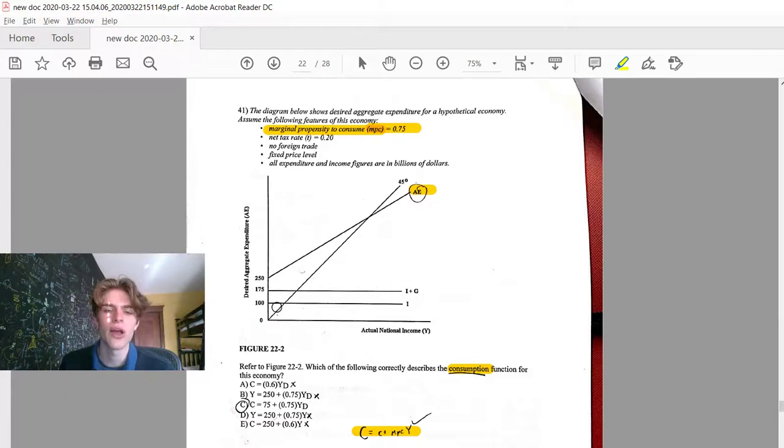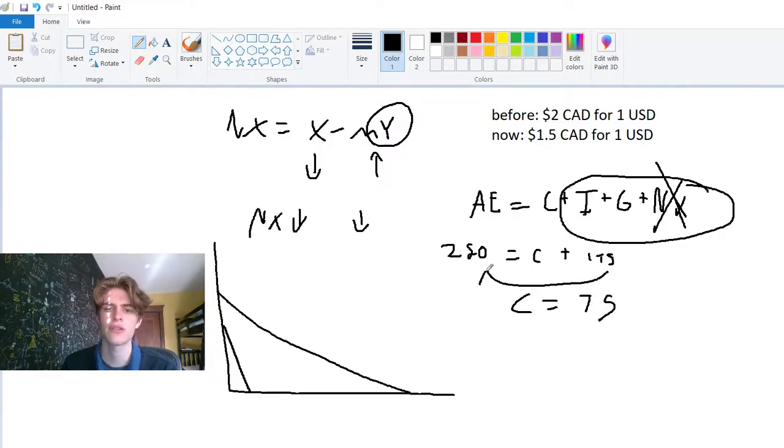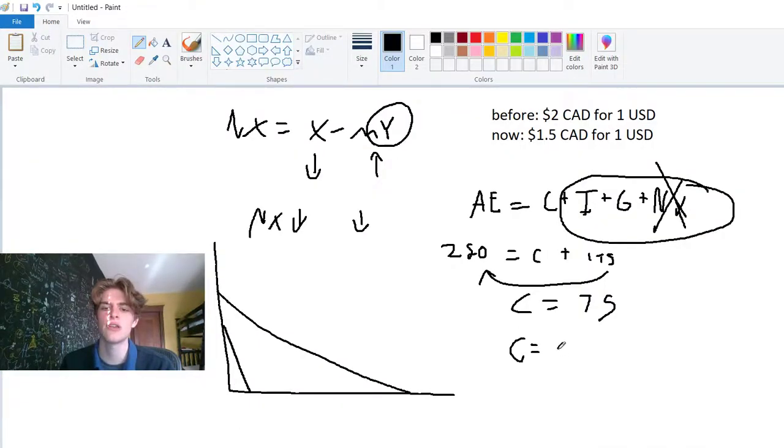So let's take away I plus G, right? I plus G is 175, and it says there is no foreign trade. So we can get rid of NX, and we know that AE is 250, which equals C plus 175. So that means C is equal to 75. Subtract: C is equal to 75. There are two parts to C.